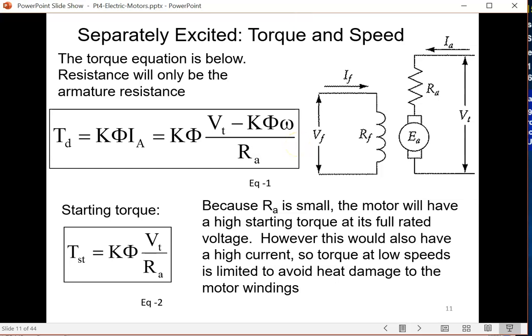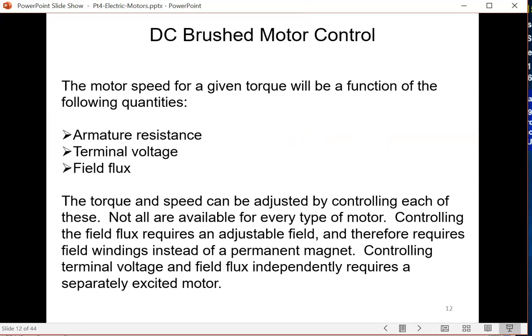So that is the general principle of that. In my next lecture, I'm going to talk about other issues related to brushed DC motors.